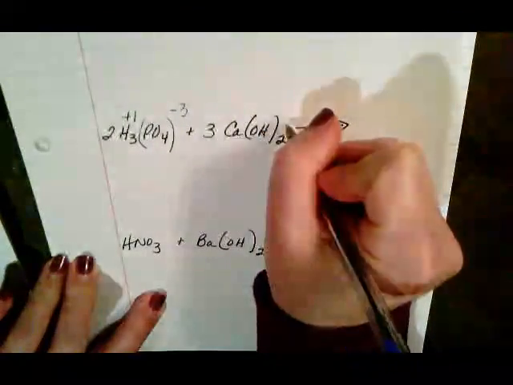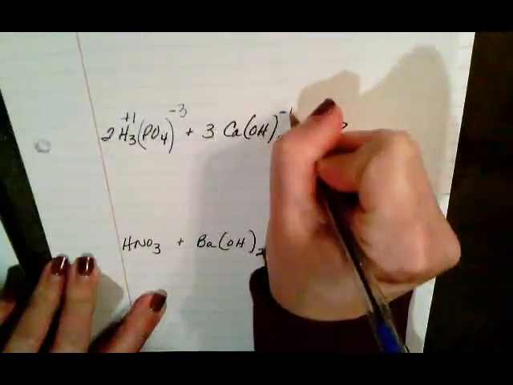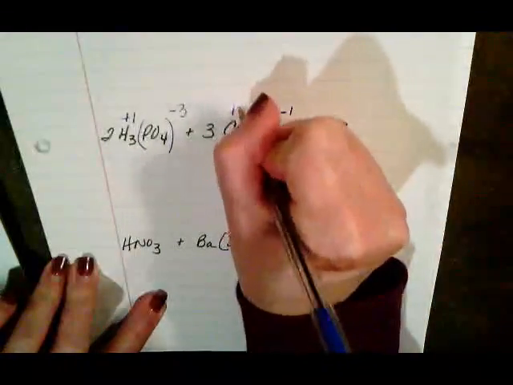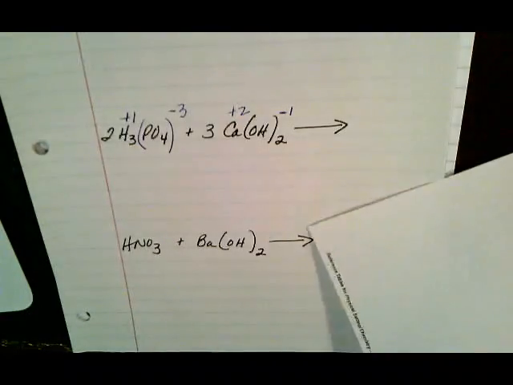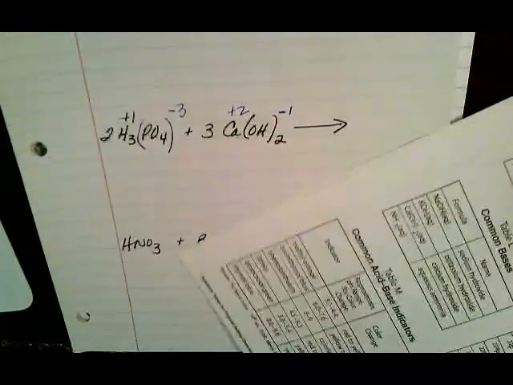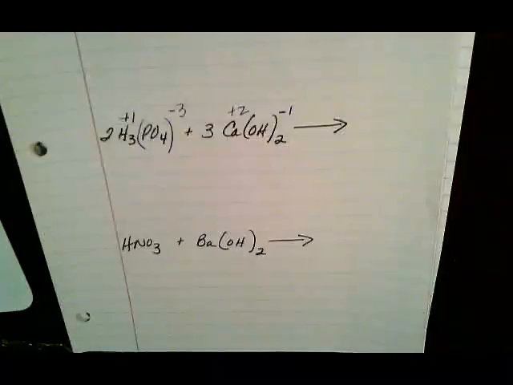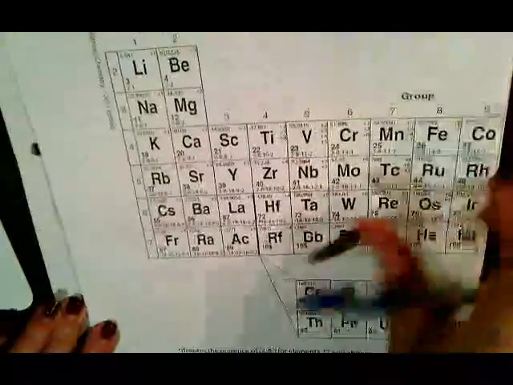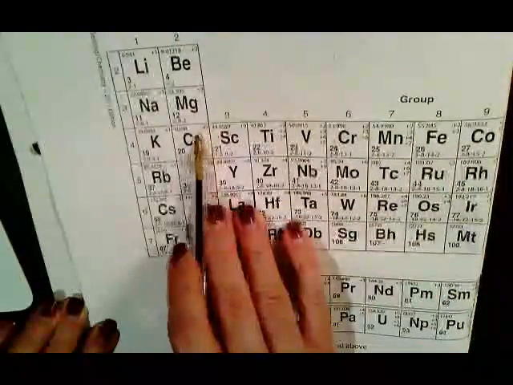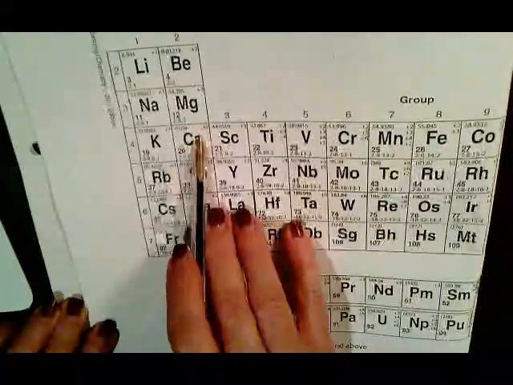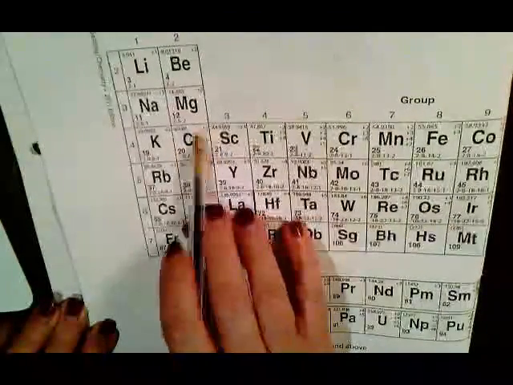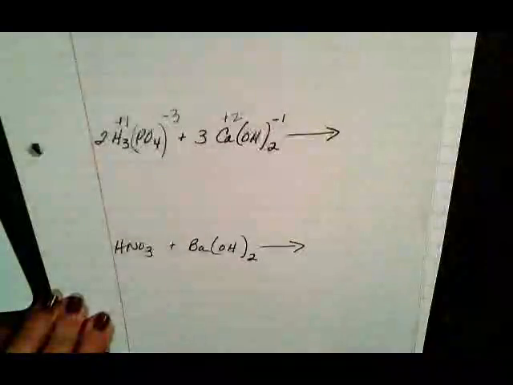Calcium hydroxide has to be -1. Calcium has to be +2. Let's remember. Go back to your periodic table. You can hear me turning the pages, right? Calcium, +2. Has to lose 2. Metals are on the left, they lose. Even my dog knows that.